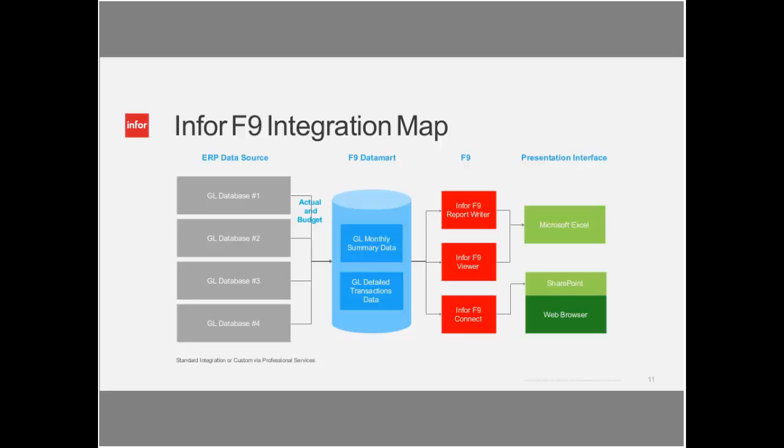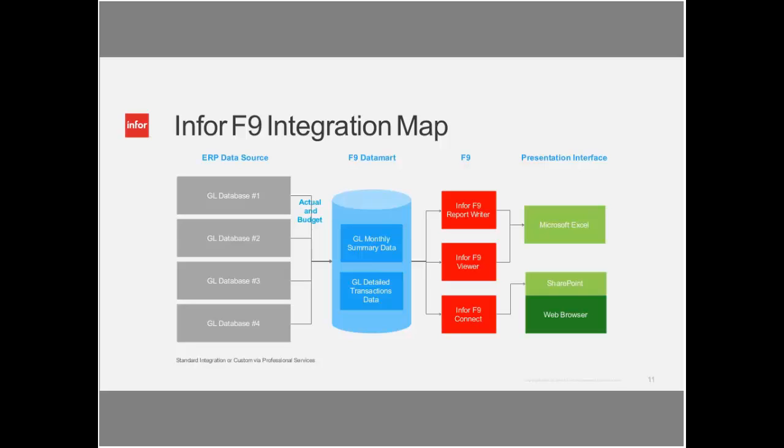Okay. The final F9 version or product is Infor F9 Connect. That is a web browser version of F9, so you publish F9 reports created inside Excel to a Microsoft SharePoint portal. And if you have a Microsoft SharePoint portal set up in your organization, you can publish reports to the SharePoint server, and decision makers can log on to the portal and be able to look at reports.